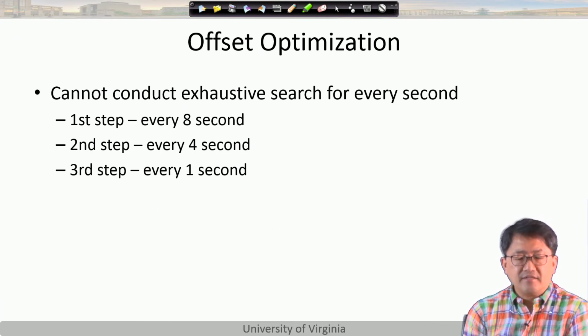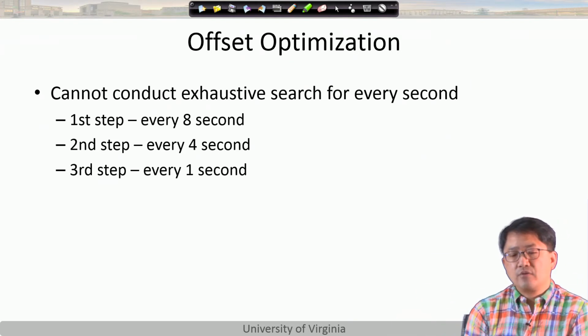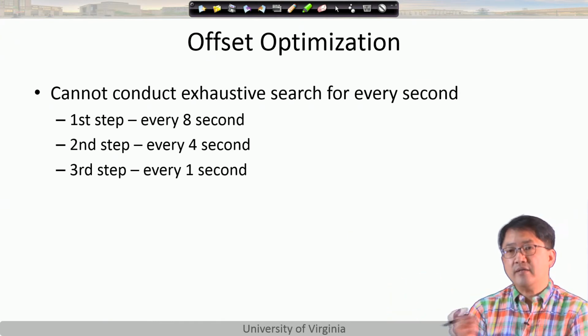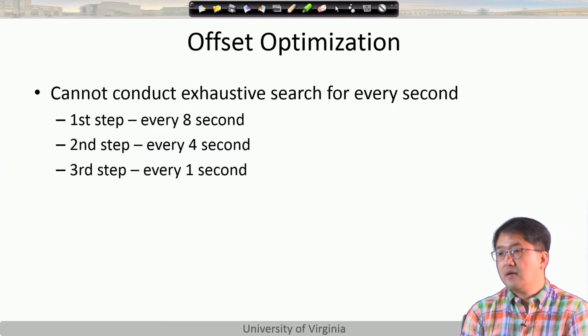And for the offsets, they do bigger steps at the beginning. So instead of doing every second, they do 8 seconds. So you have a lot smaller number of evaluations. And once you find the optimal 8 seconds, then you can do 4 seconds and then 1 second. That's how they do it.